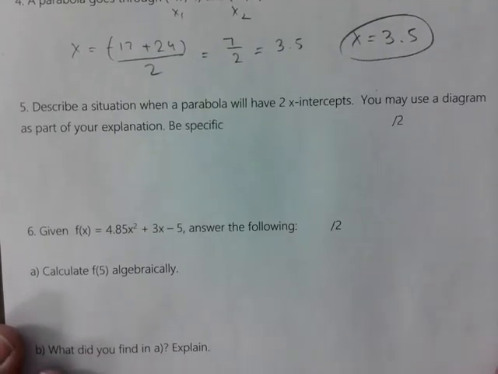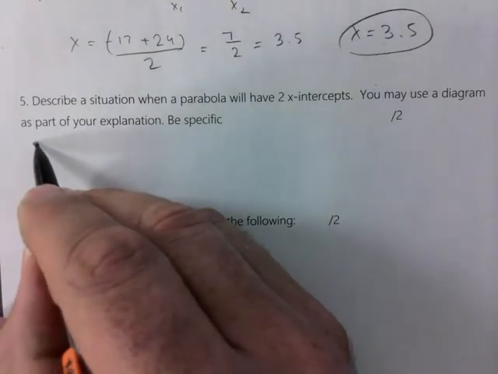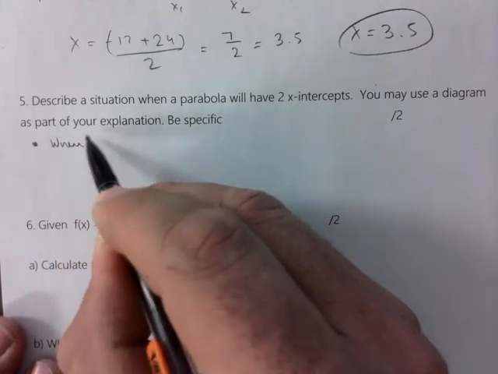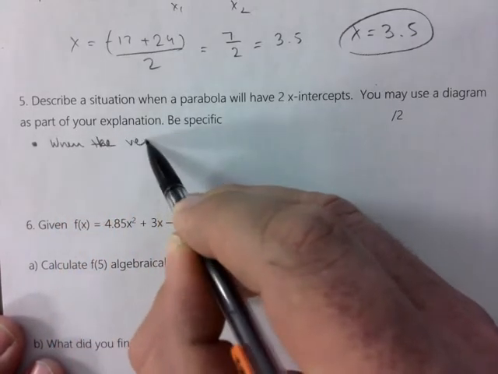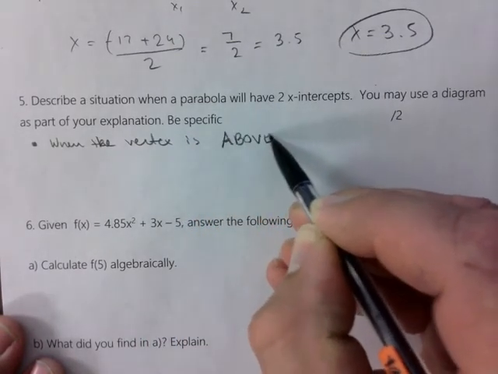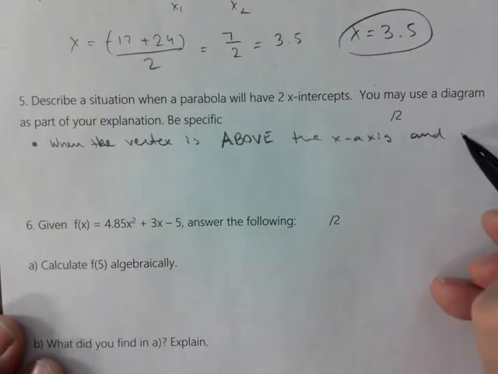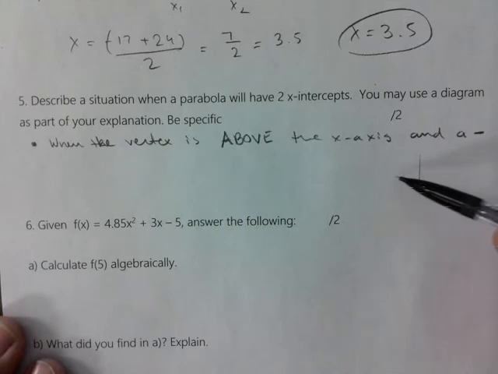Describe a situation when a parabola will have 2 x-intercepts. You may use a diagram as part of the explanation. Be specific. So you could say, when the vertex is above the x-axis, you can make that very clear, and a is negative. If you want the diagram, the vertex is anywhere above and it's pointing down. In that case, you'd have 2 x-intercepts.